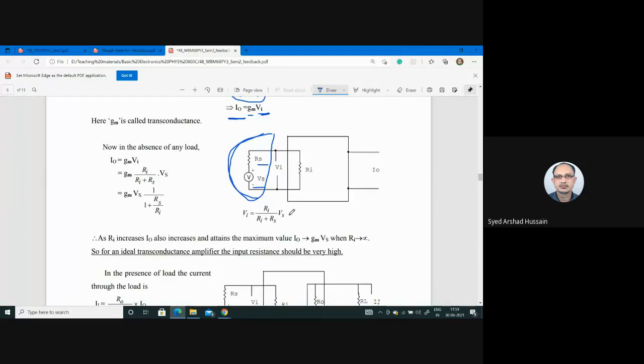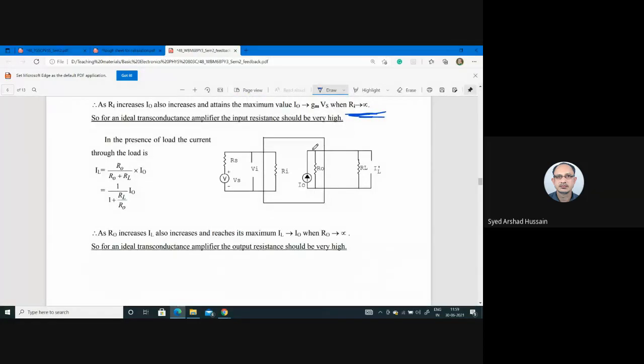If we analyze, we will see that Ri should be infinity. Similarly, at the output, since it is current, we will use Norton's theorem, very similar to the current amplifier. So we will see that the output resistance should be infinity. So both input and output should be infinity here.